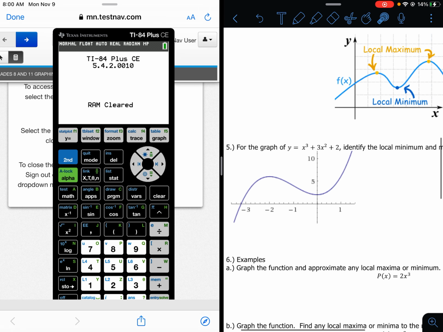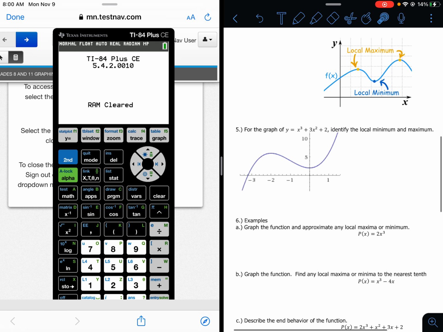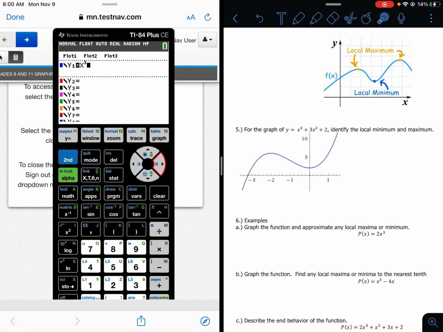So the first thing we're going to do is down here at number 5. It says to identify the local max and local min, but we're also going to look at the end behavior. The first thing we need to do, obviously, is put this in our graphing calculator: x to the third plus 3x squared plus 2x. And so we can look at this in our graphing calculator.